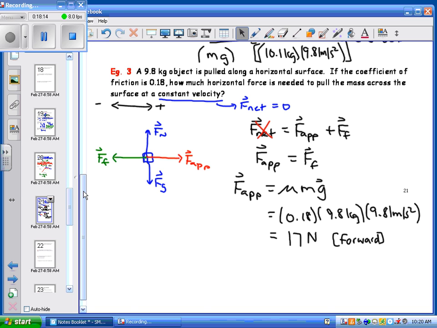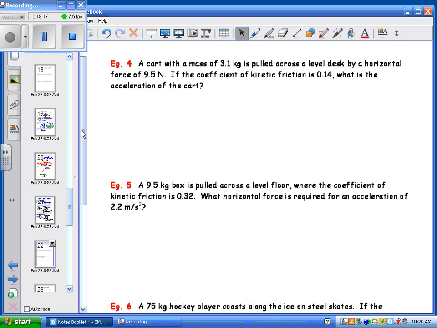Okay, so on to example 4. A cart with a mass of 3.1 kilograms is pulled across a level depth by a horizontal force of 9.5 newtons. If the coefficient of kinetic friction is 0.14, what is the acceleration of the cart? So now we have some acceleration. So we're going to do forward positive, backward negative. We have our free body diagram. We have Fg acting down, Fn acting up. F applied is forward, and we have a smaller force of friction acting backward.